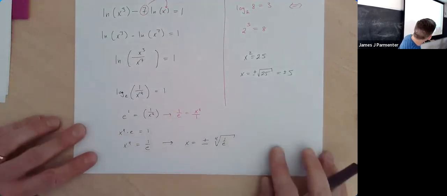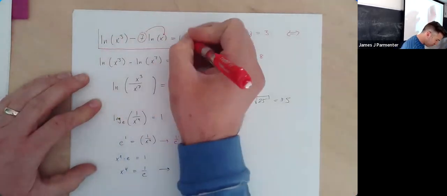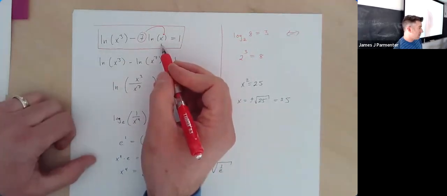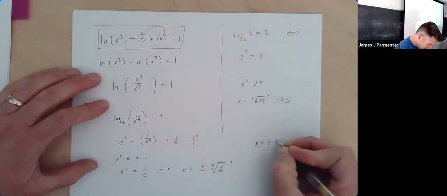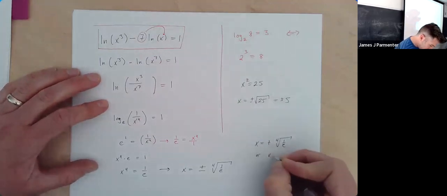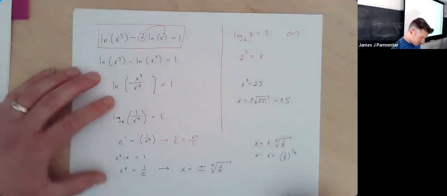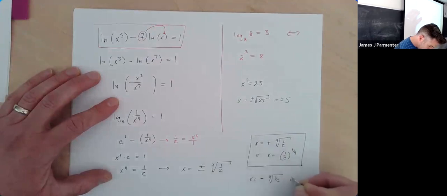Because if you go back and look at the original equation, this was the original equation. And if you plug x equal to a negative number in there, you can't take the natural log of a negative number. So what I want to point out is that x equal to the positive fourth root of 1 over e, or as you probably want to enter in your WeBWorK, x equal to 1 over e to the 1/4 power, is our solution. And x equal to the negative fourth root of 1 over e is not. It's called an extraneous solution.